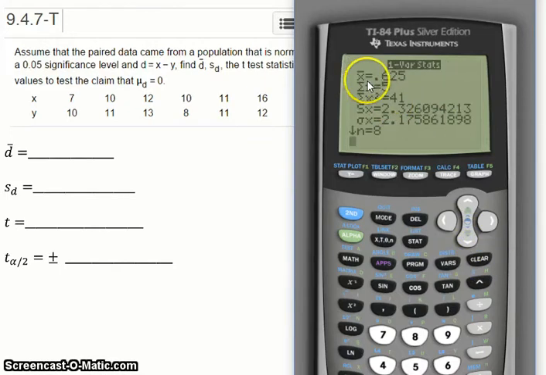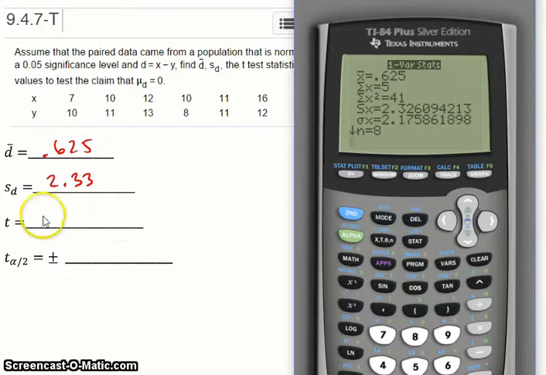So x bar, which really should be d bar, would be 0.625. And s sub d, which is the sample standard deviation, is s sub x, 2.33. So I'm going to write those down. d bar is 0.625. s sub d is 2.33. Okay, and next, I'm sorry, the test statistic and the critical value.